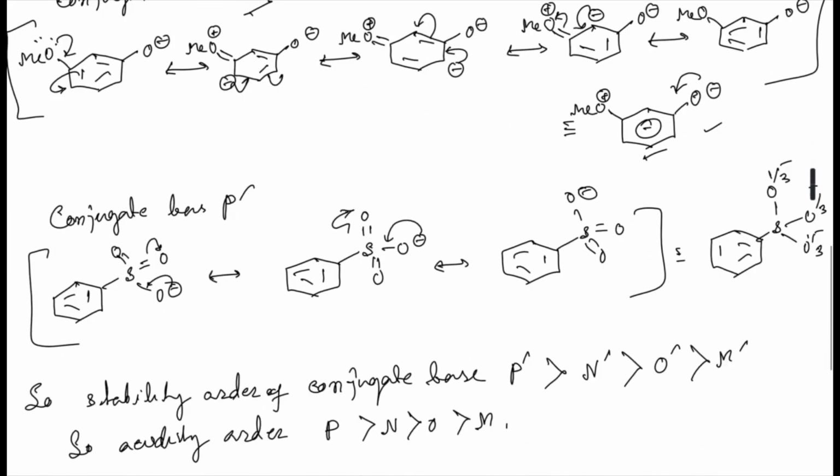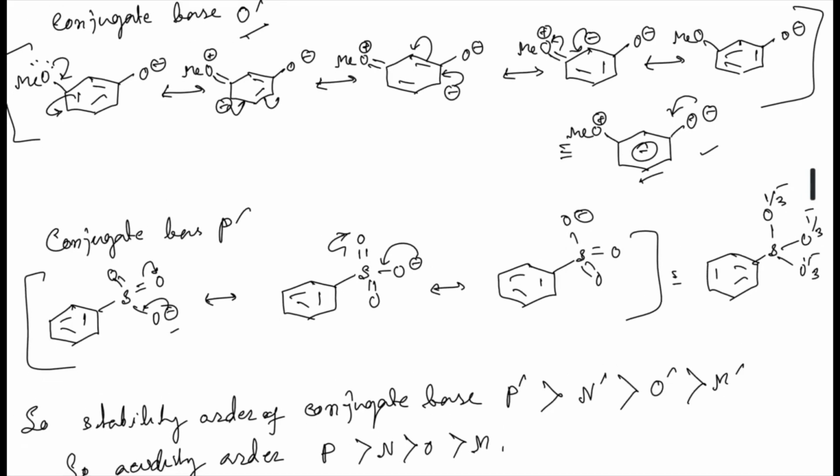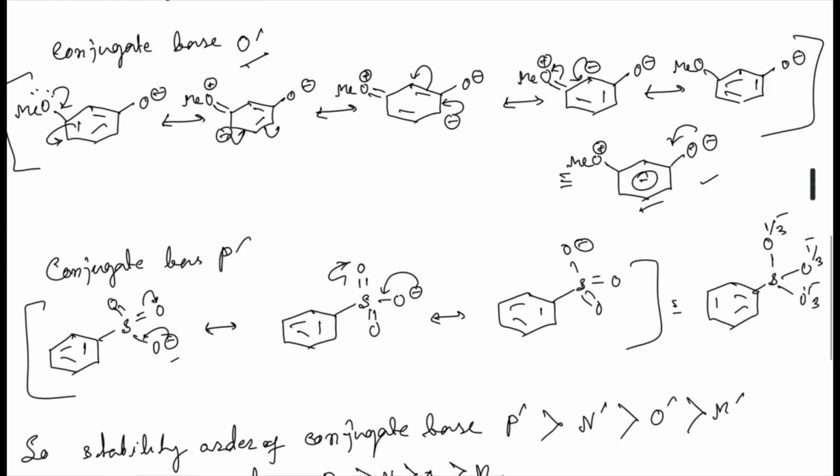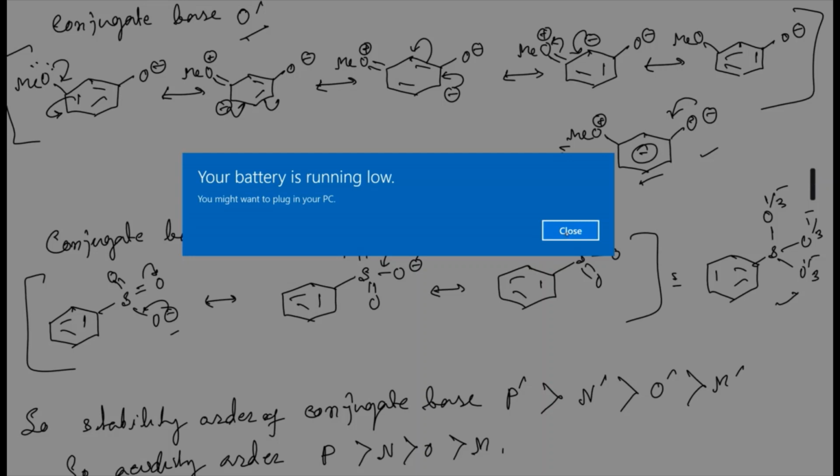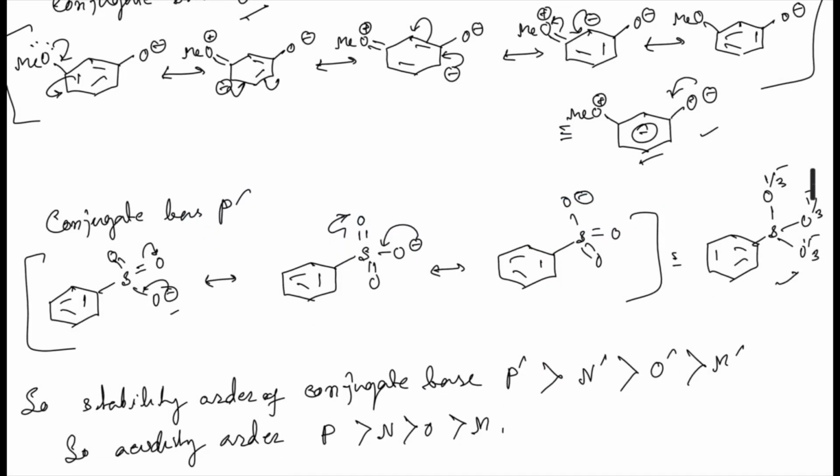And the conjugate base P prime is stabilized by three equivalent resonating structures. So this negative charge will be distributed between these three oxygens in equal proportion, so it will be one-third minus on each oxygen. So if we compare the stability order, the higher the charge distribution, the higher the stability. So here the charge distribution is much higher, so the stability order will be: P prime is much more stable than N prime.